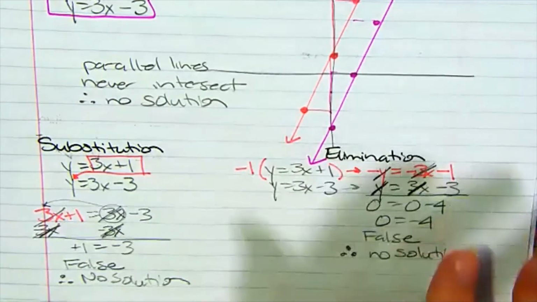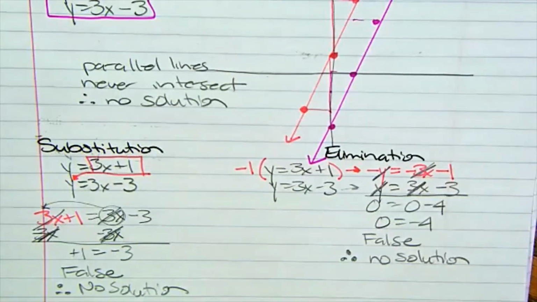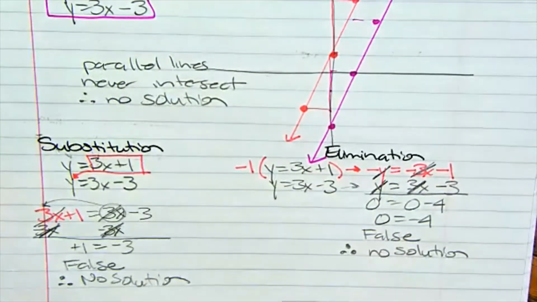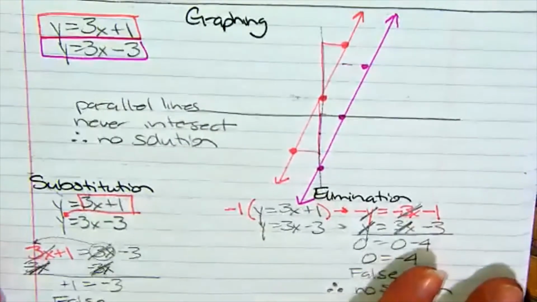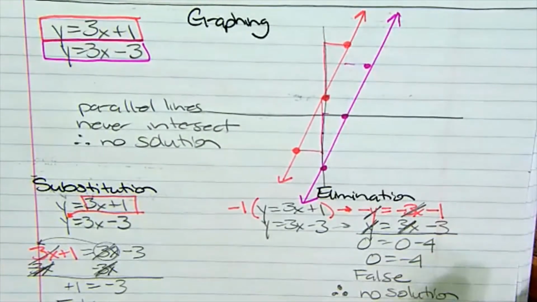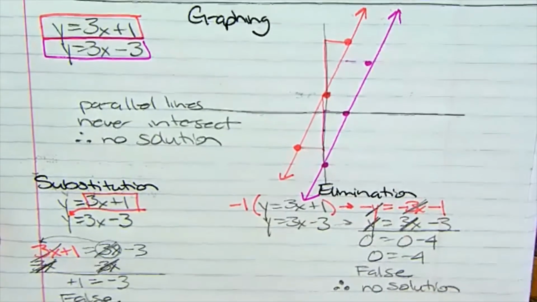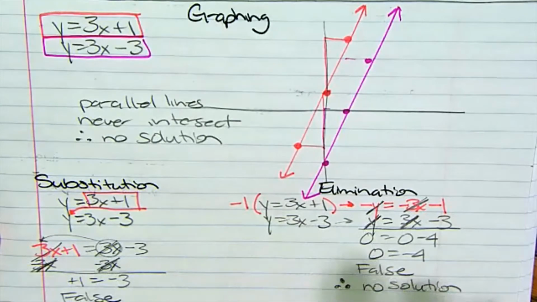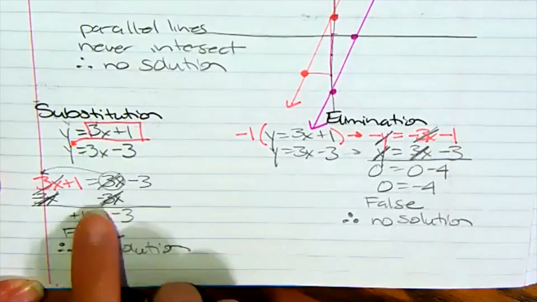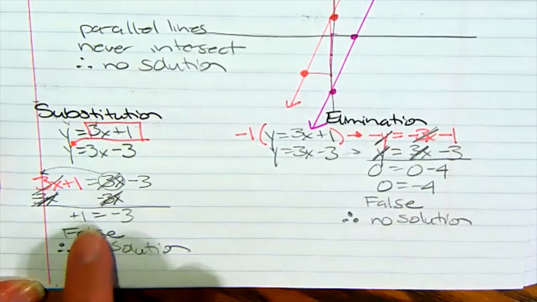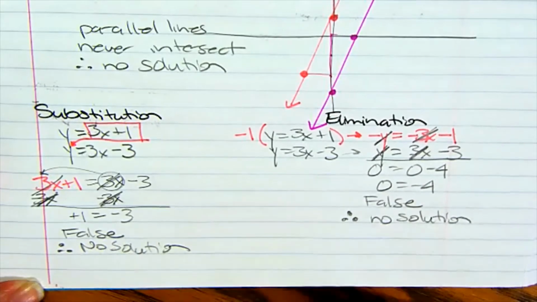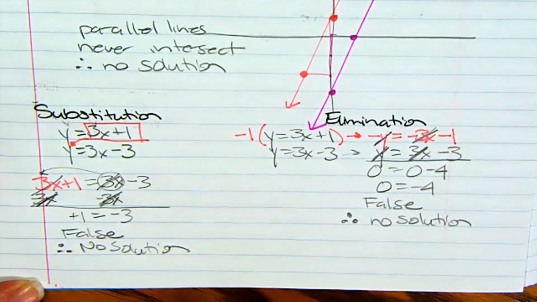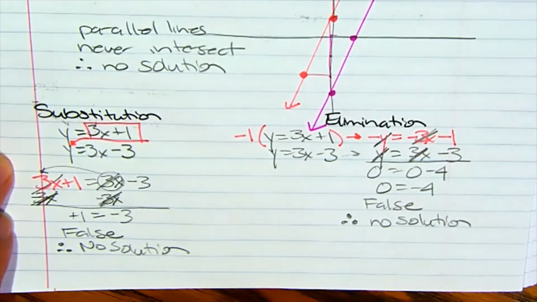So when the lines are parallel, they never intersect. So there's no solution. And I know sometimes we're given equations where graphing is not feasible, so we have to use substitution or elimination. Well, what does no solution look like for substitution or elimination? When you substitute or eliminate, you end up with false statements. Therefore, there is no solution. Okay? So let's do another example.